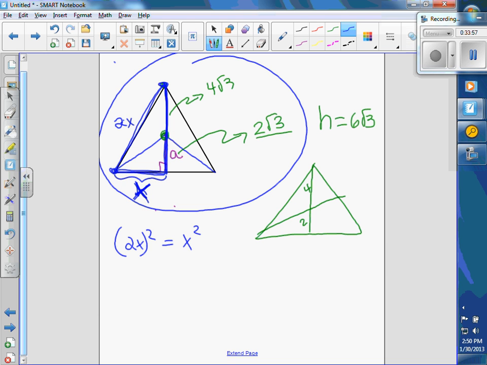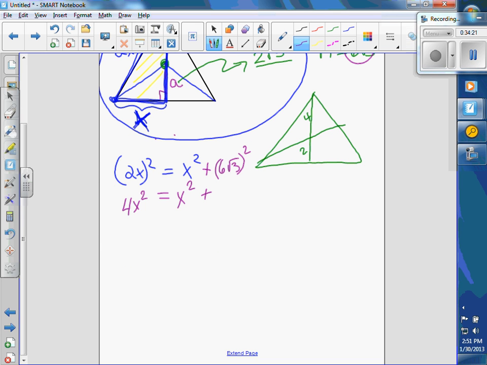Wait, why is this close? Because I'm going to do the Pythagorean theorem here. My goal is to go backwards. 2x squared equals x squared plus 6 square root 3 squared. Oh, I get it, okay. And so when we do that, this is x squared, this is 4x squared, right?